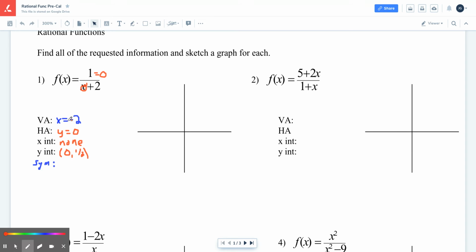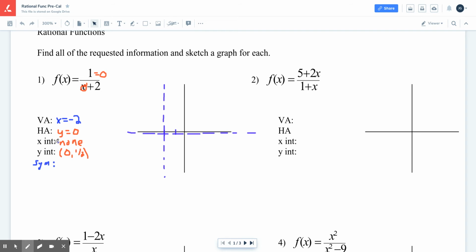So now we graph and we're going to use all of this information. The first thing we are going to do is graph the vertical asymptote. So there's -1, there's -2. I'm going to put dotted lines, which is how we do an asymptote. Then we're going to do the horizontal asymptote, y equals 0. So that's along the x-axis here. It's right along the axis.